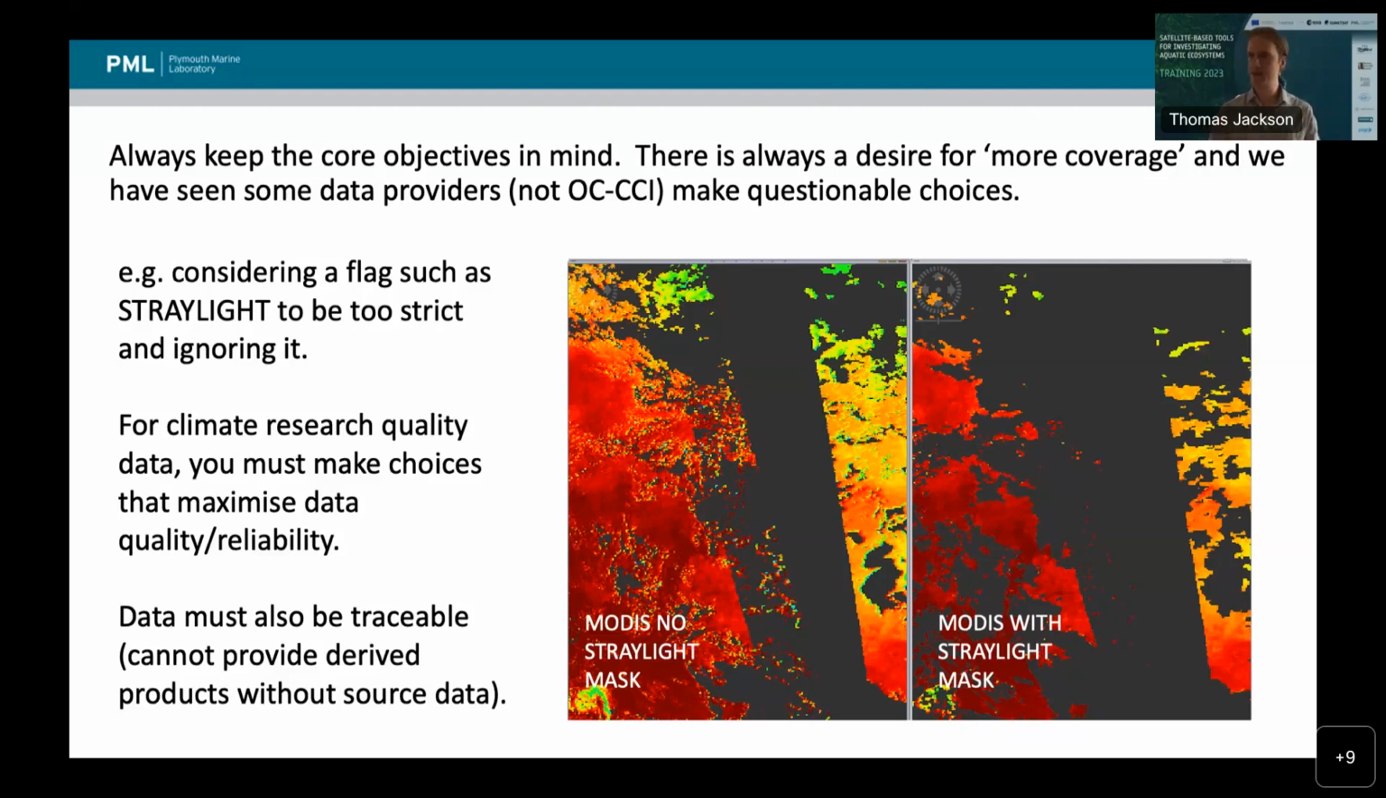So we always have to stress quality and reliability and traceability. So if we provide chlorophyll, you would expect that you should also see the reflectances to go alongside it, because if the reflectances aren't good enough and you don't trust them, you probably shouldn't be deriving chlorophyll from it.